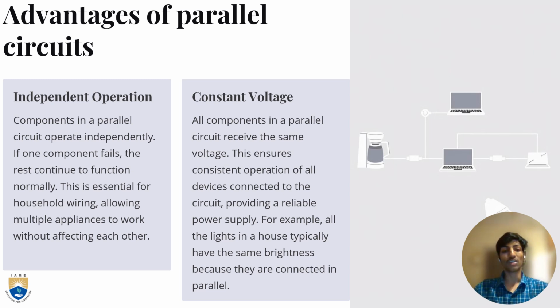Constant voltage: all the components in a parallel circuit receive the same voltage. This ensures consistent operation for all devices connected to the circuit, providing a reliable power supply. For example, all lights in a house typically have the same brightness because they are connected in a parallel circuit.